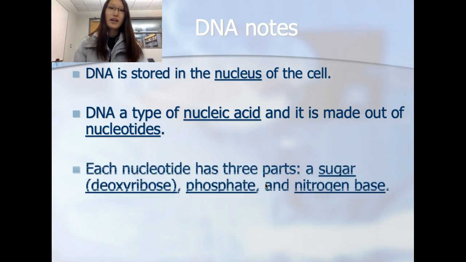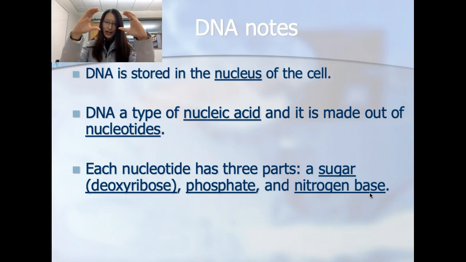So for each nucleotide, there are three parts. We're going to look at a picture of this so it makes a little more sense. Just write it down first. There are three parts. There's a sugar, a phosphate, and a nitrogen base. So for every single nucleotide, this one building block, there are also little parts that make up this one building block, okay? One building block.